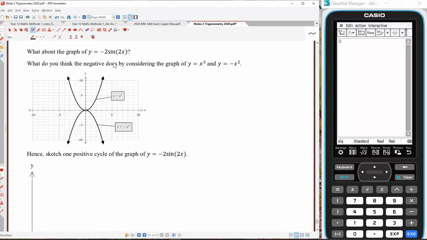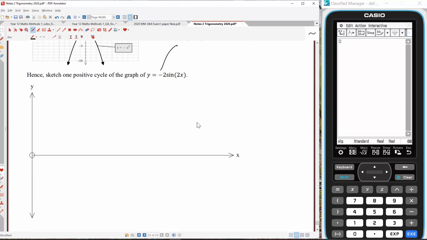All right, what about the graph of y equals negative 2 sine 2x? So what do you think the negative does? Okay, consider the graph of y equals x squared and y equals negative x squared. What it does is it takes these y values here and negates them, okay? And what happens is you get a reflection in the x-axis, okay? So this negative sign is a reflection in the x-axis.